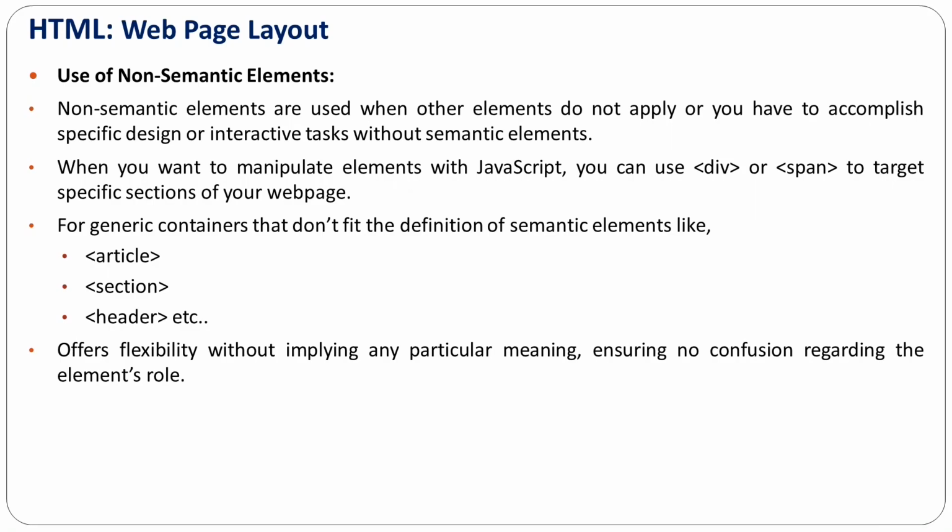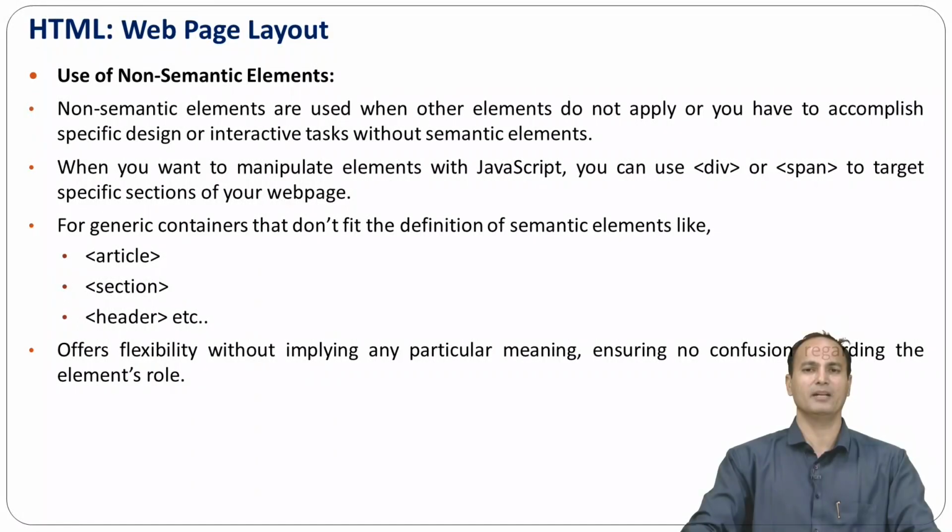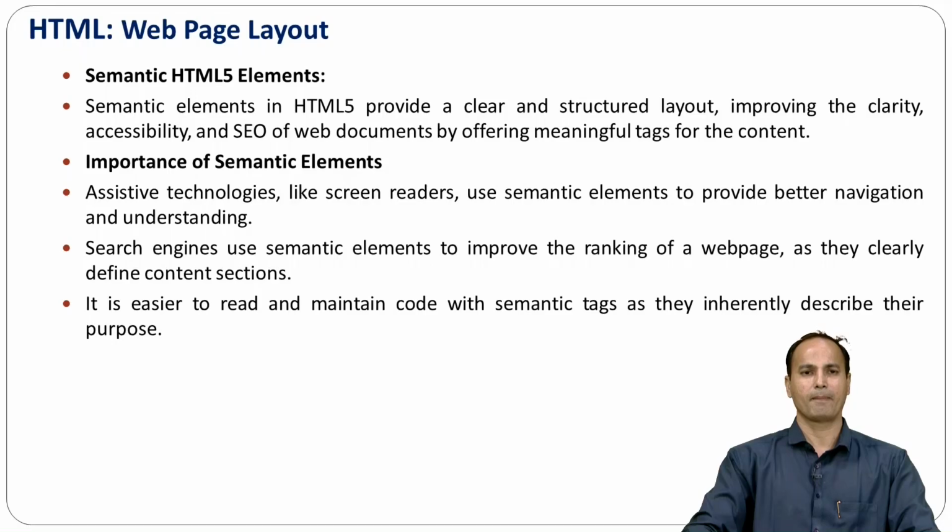When you want to manipulate elements with JavaScript, you can use division or span to target specific sections of your web pages. For generic containers that don't fit the definition of semantic elements like articles, sections, headers, etc., we should go for non-semantic elements. They offer flexibility without implying any particular meaning, ensuring no confusion in the element's role. So in such cases we should go for non-semantic elements.